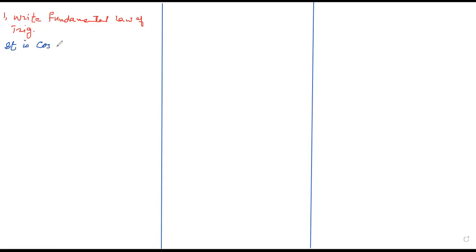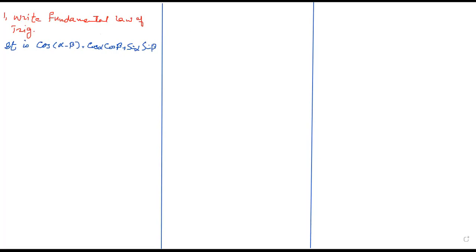Cosine alpha minus beta equals cosine alpha cosine beta, both cosines, plus sine alpha sine beta, both sines. Where it is minus here, it is plus there. All the other derivations come through this formula, right?